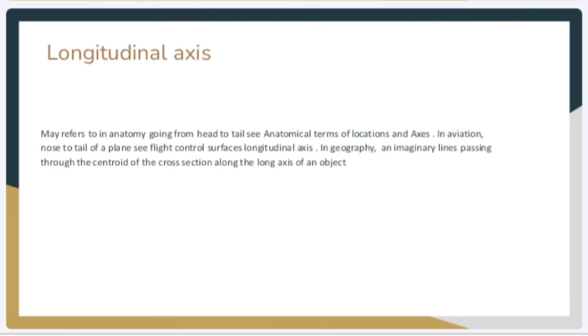Longitudinal axis may refer, in anatomy, to going from head to tail. See anatomy terms of location and axis. In aviation, it runs from nose to tail of the plane. See flight control surface. Longitudinal axis in geography: an imaginary line passing through the centroid of a cross section along the long axis of an object.